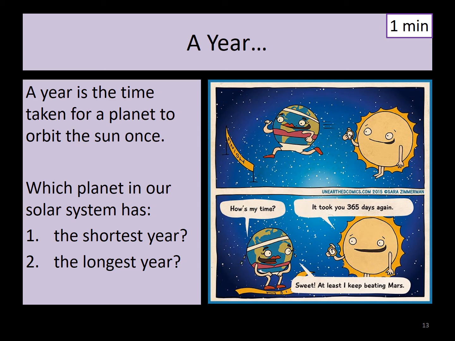Okay, so the planet with the shortest year is the one that's closest to the Sun, which is Mercury. It doesn't take that long for it to do that. I think 88 days, which is very short. And the planet with the longest year is the one that's the furthest away from the Sun. That's going to take a really long time to orbit. So that is Neptune. Well done if you got those ones correct.